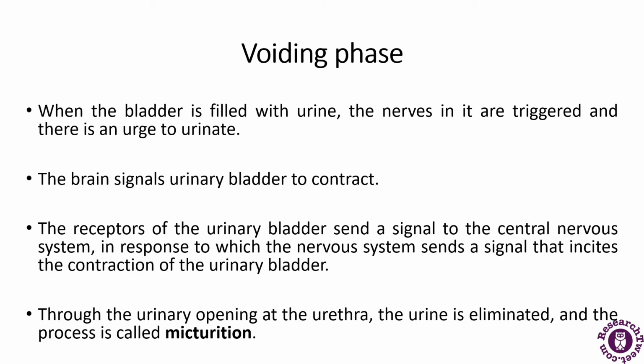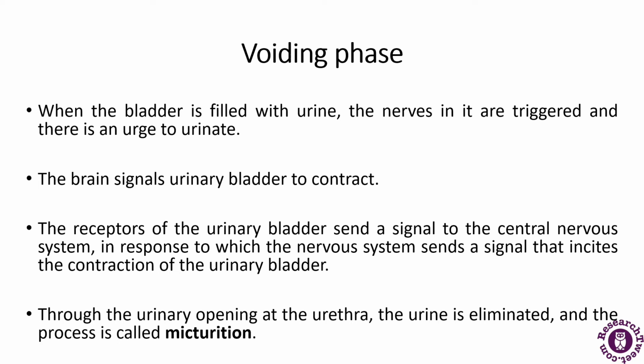The voiding phase is when the bladder is filled with urine. So the urinary bladder, which was shown in the previous slide, when it is filled with urine, the nerves in it are triggered and there is an urge to urinate, to eliminate the urine from the urinary bladder so that it becomes empty.